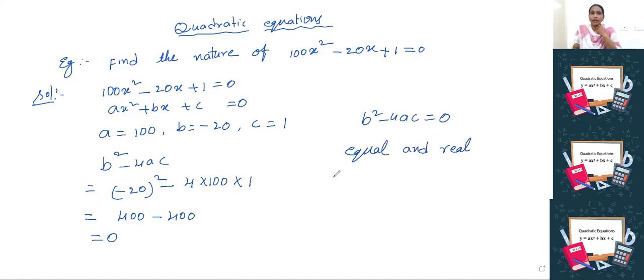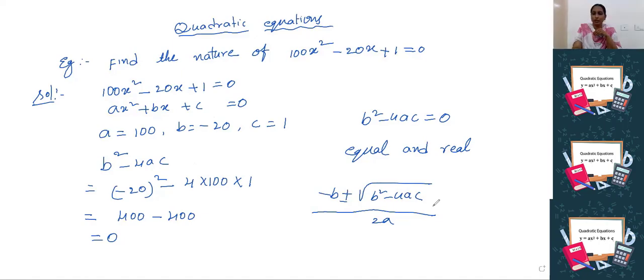So, in this way, we can find out the nature of the roots by using this formula, that is the discriminant. And we can find out roots of the quadratic equation by using this formula, minus b plus or minus square root of b square minus 4ac by 2a. In our daily life, we are going to come across quadratic equations. Thank you very much.